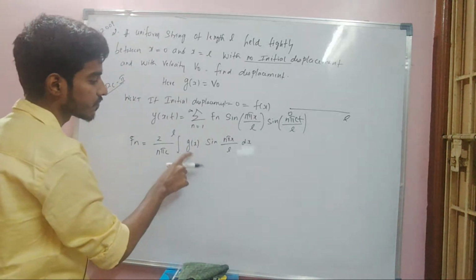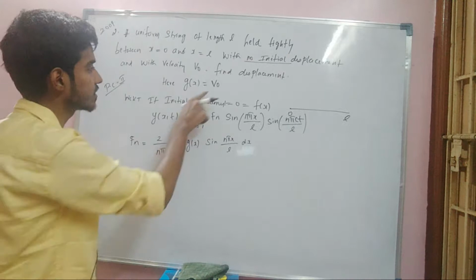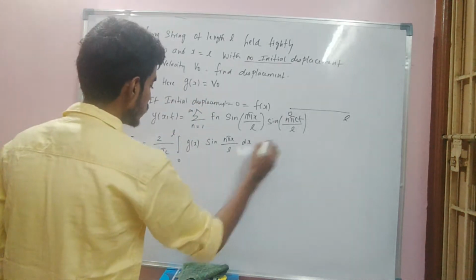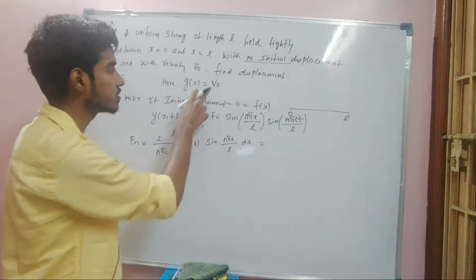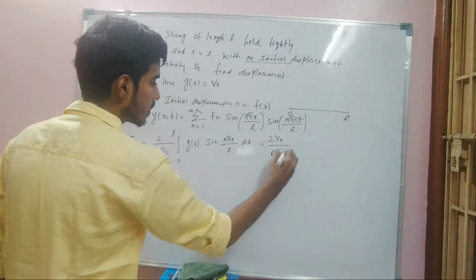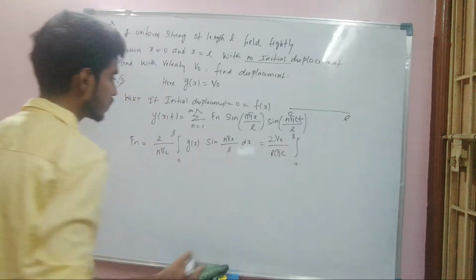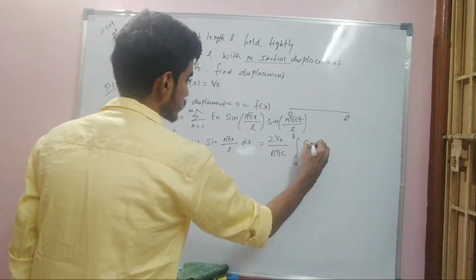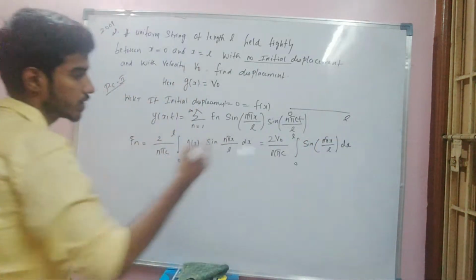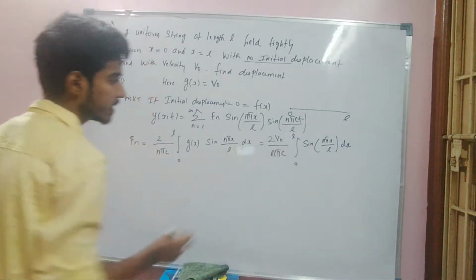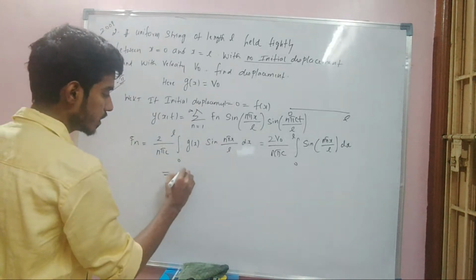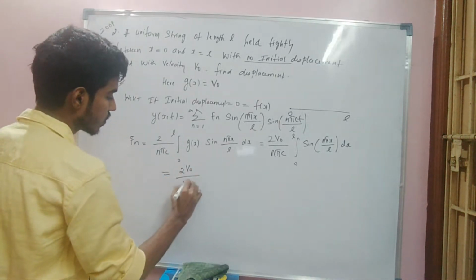So what is our g of x? g of x is the initial velocity, which is given to be v0. So we substitute here. I can take g of x outside because it is the constant v0. So we have 2 v0 by n pi c, integral 0 to L, sin(n pi x by L) dx. We need to integrate that. We can integrate straight away because we have only one function of x.